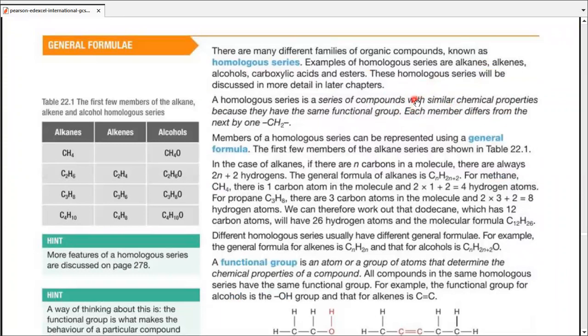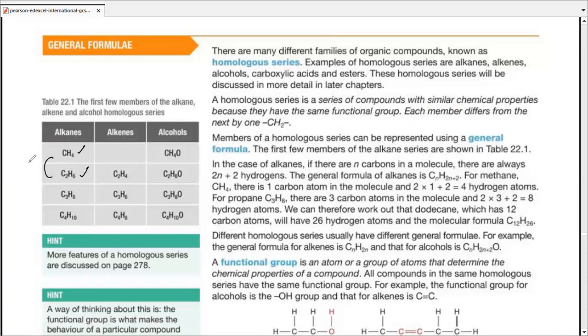Let's define homologous series for a better idea. A homologous series is a series of compounds with similar chemical properties because they have the same functional group. Each member differs from the next one by a CH2. Let's take a look. This is the simplest of alkane. The formula is CH4. Next alkane on the list is C2H6.